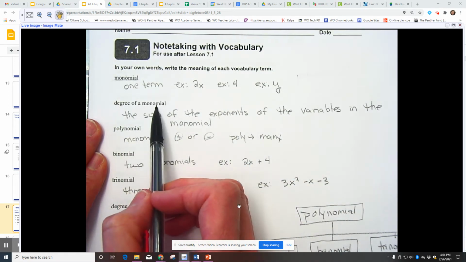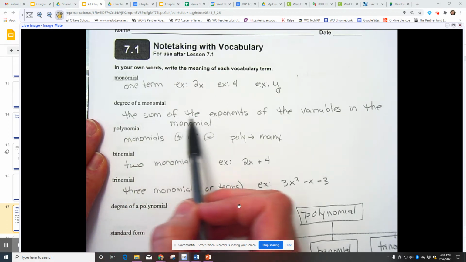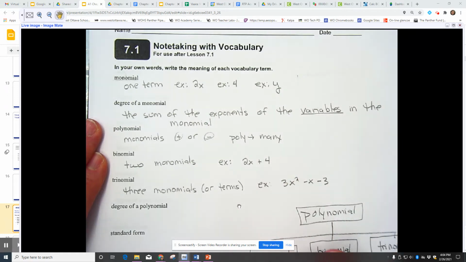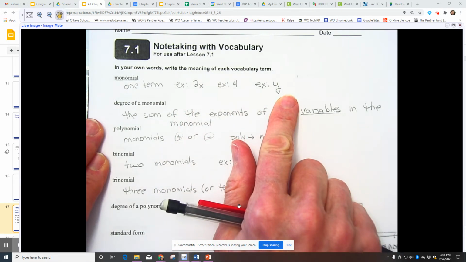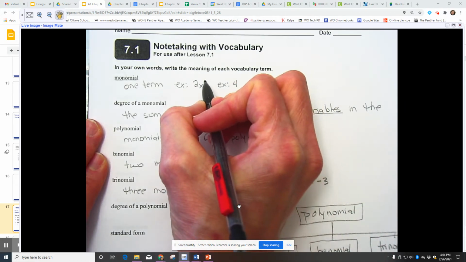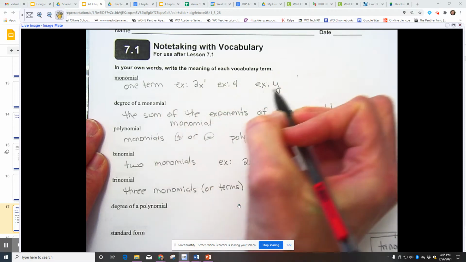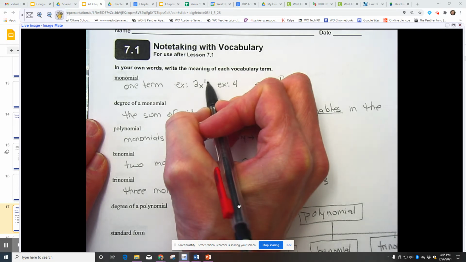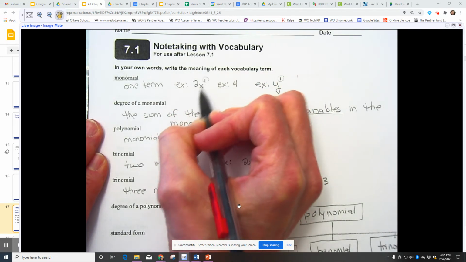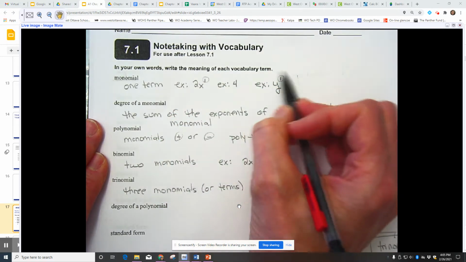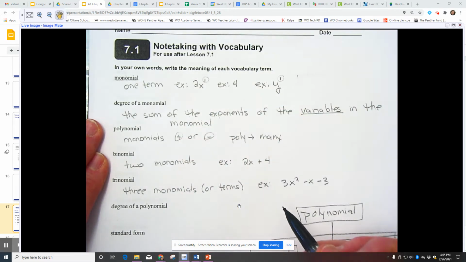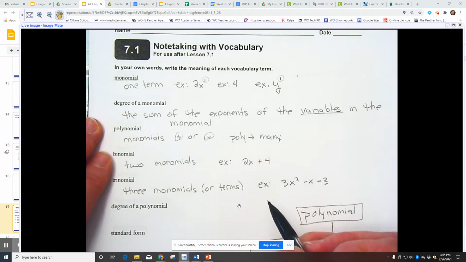The degree of a monomial, we wrote down, is the sum of the exponents of the variables in the monomial. So if I look back at these examples, the degree only comes from the variables. Remember, every number and every variable has an exponent. If you don't see it, it's an invisible one. So the degree of this monomial would be 1. The degree of this monomial would be 1, because that's the sum of the exponents.